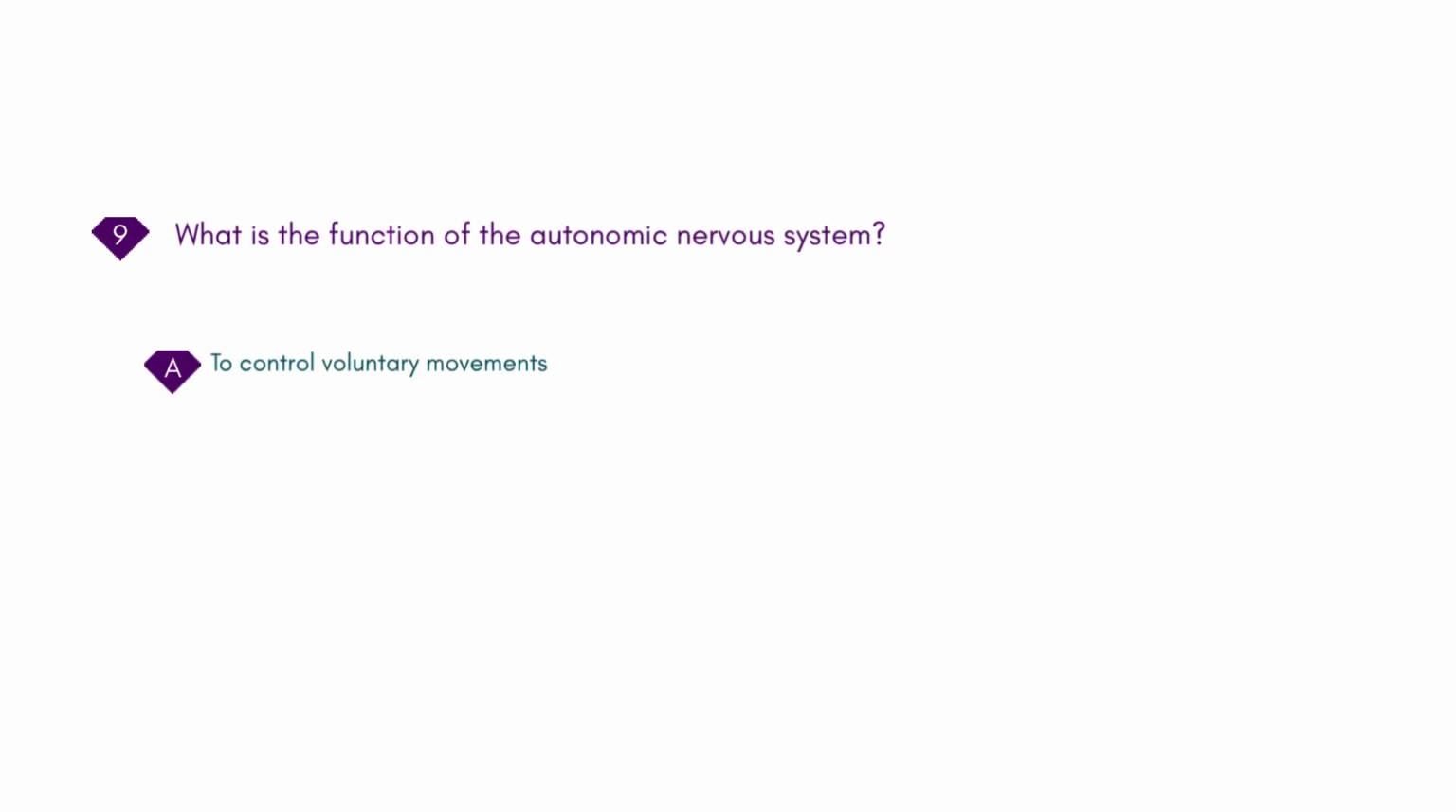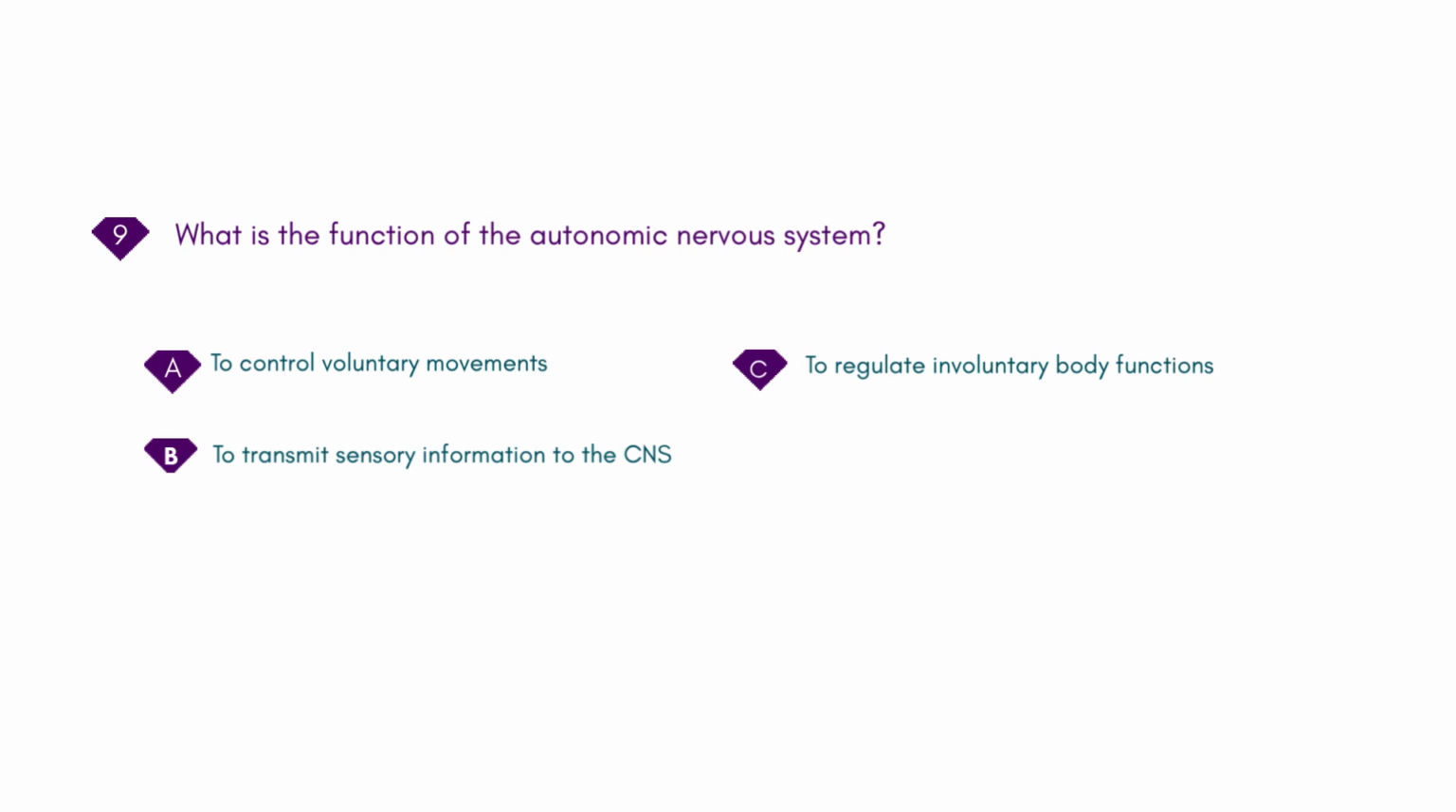A. To control voluntary movements. B. To transmit sensory information to the CNS. C. To regulate involuntary body functions. D. To store and retrieve memory. Answer: C. To regulate involuntary body functions.